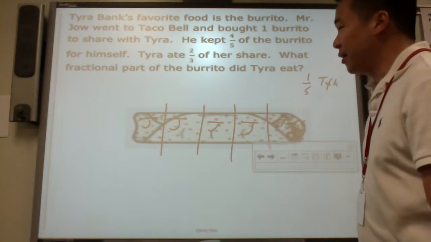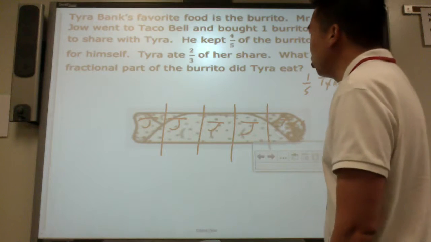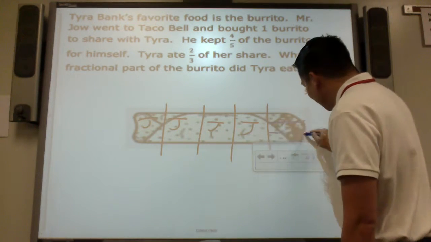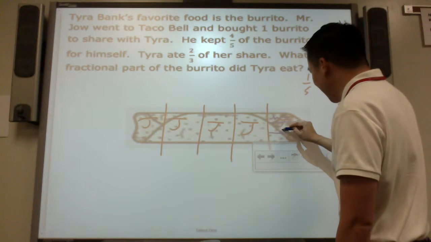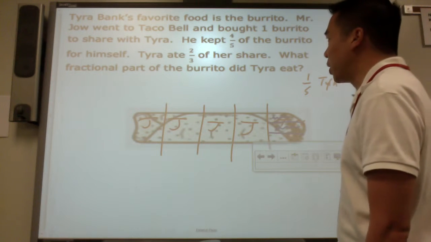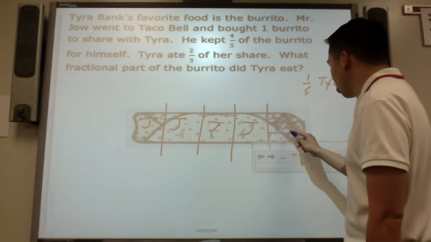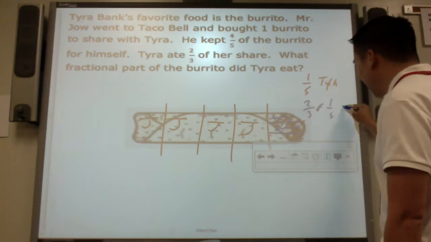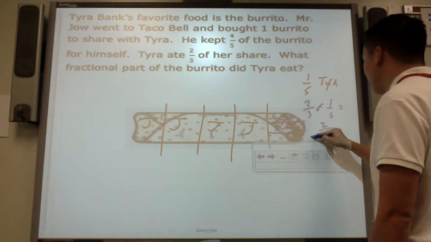But Tyra was full. She ate 2/3 of her share. So she ate this part and this part. What fractional part of the burrito did Tyra eat? So she ate 2/3 of the 1/5. If you multiply across, she ate 2/15 of the burrito.